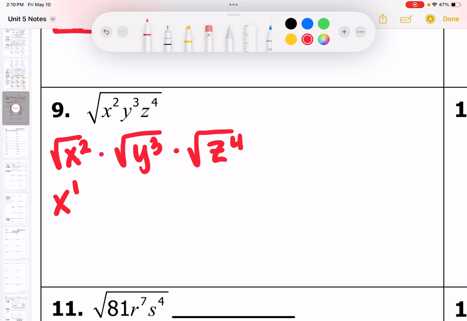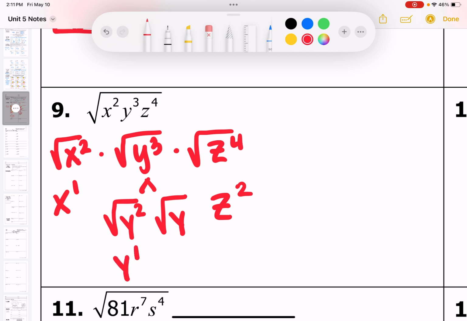Square root of y to the 3rd cannot be simplified, so I have to break it up. In my first square root, I take 1 less than our exponent, so 3 minus 1, which is 2. And then in my second one, I'm just going to have the letter y. And then square root of z to the 4th can be simplified because 4 is an even number, so 4 divided by 2 is 2. Now, the last thing I need to simplify is the square root of y squared because 2 is an even number. So I do 2 divided by 2, and I get 1.